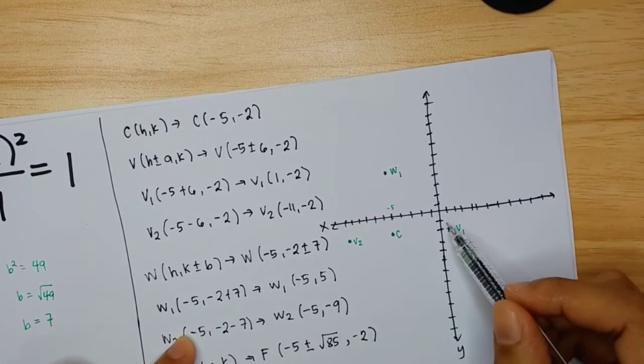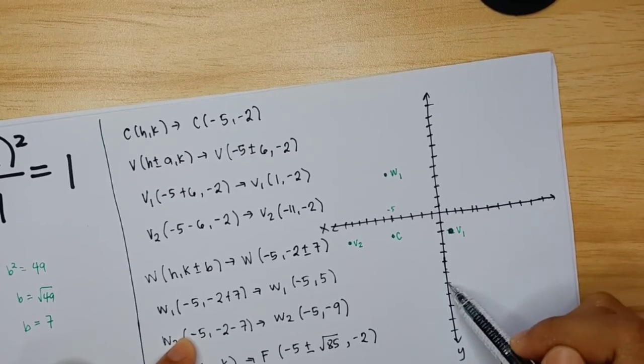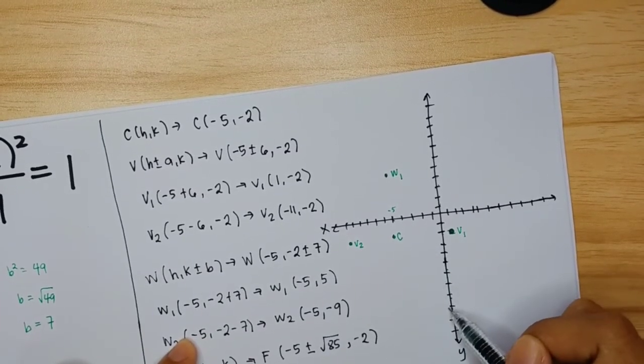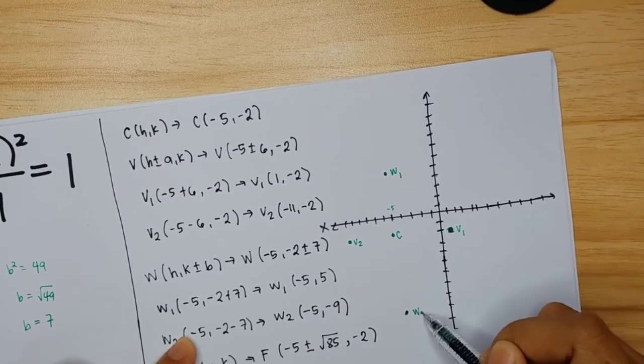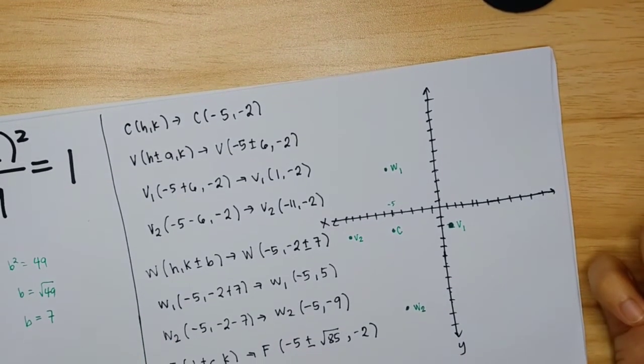Negative 5, negative 9 pala. 1, 2, 3, 4, 5, 6, 7, 8, 9. So, negative 5, negative 9 is dito. W2. Okay. Then, we have our foci.